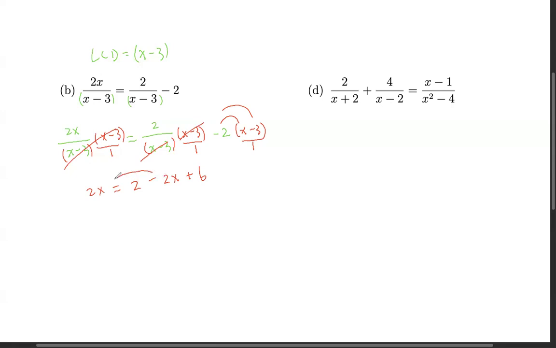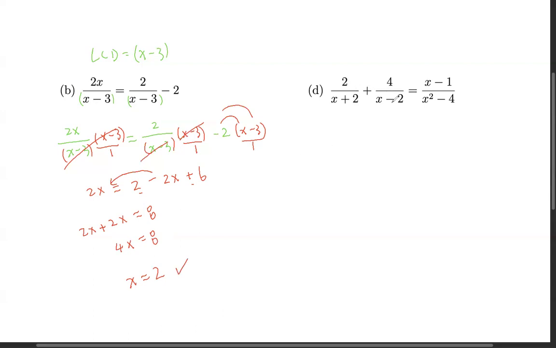Now I move negative 2x to the other side. I had the 2x already. Now plus 2x equals 2 plus 6, which is 8. So 2x plus 2x is 4x, equals 8. Divide by 4 on both sides. x equals 2. For x is 2, that's fine. It won't cause 0 in the denominator. So this is a solution.